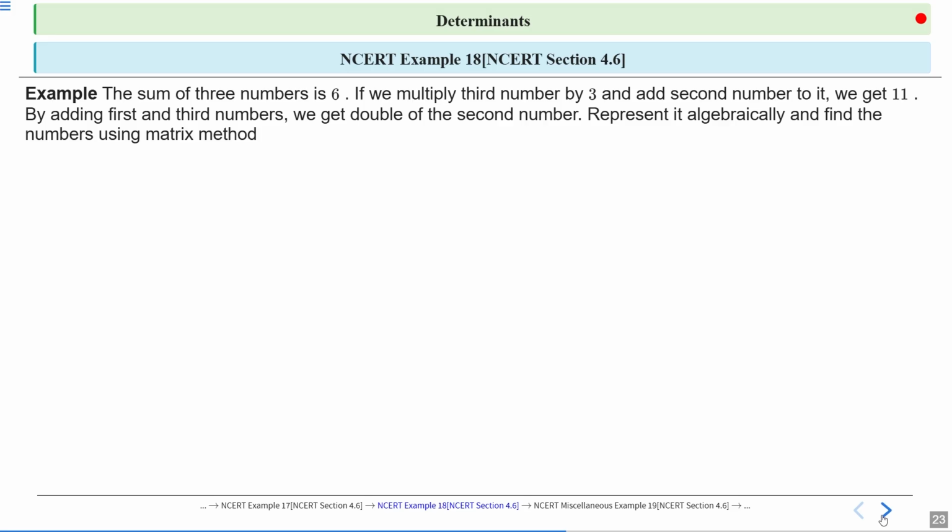So, this is also a system of linear equations, but in statement form. At first, you have to convert the statements, like the sum of three numbers is 6, into equations. And then using the matrix method, try to solve.